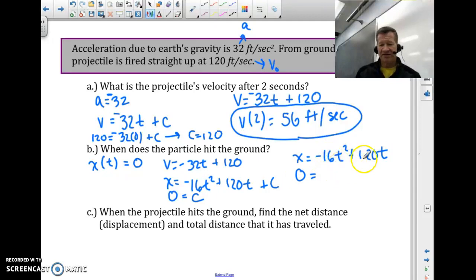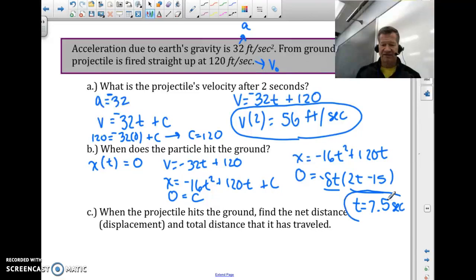So to solve for this, I can pull out a common factor. I think 8t would go into those. I'm going to pull out a negative 8t actually, and that would give me 2t minus 15. And so I found out it's on the ground certainly at time 0, but then also at time 15 halves, or 7.5 seconds. So it will take 7.5 seconds for this object to hit the ground.